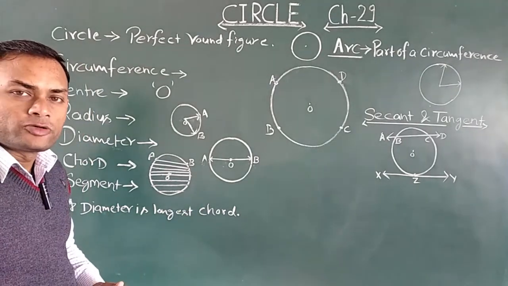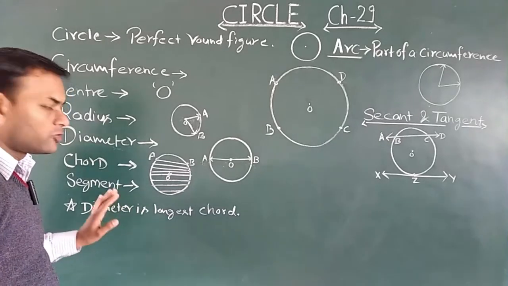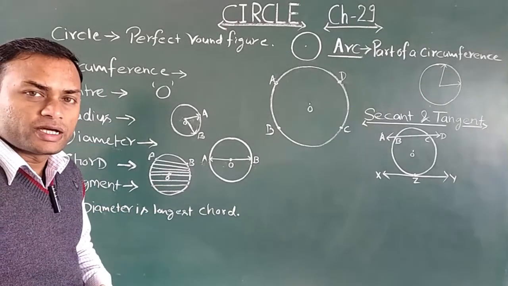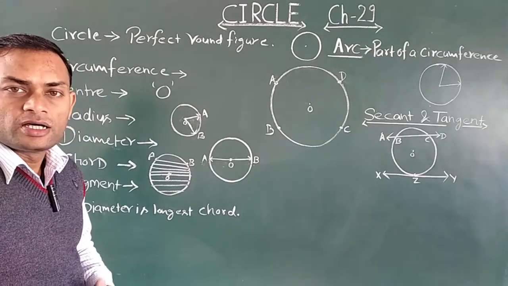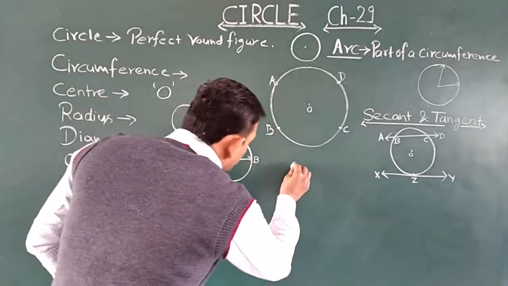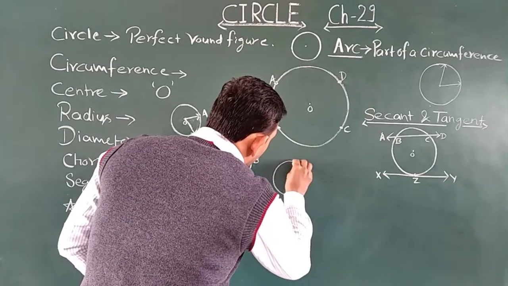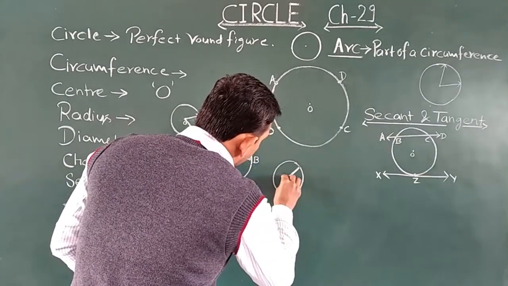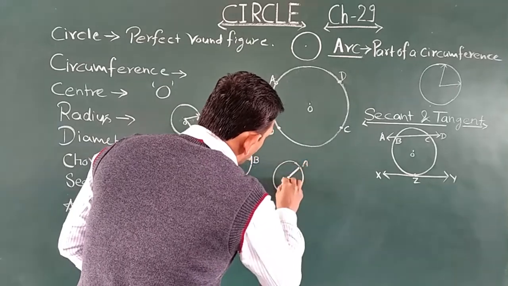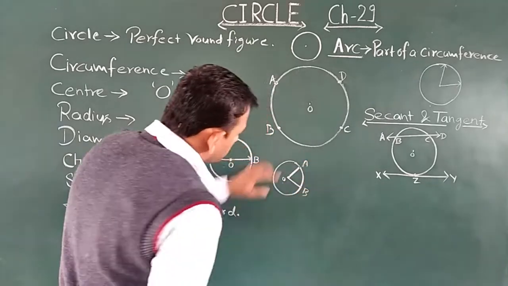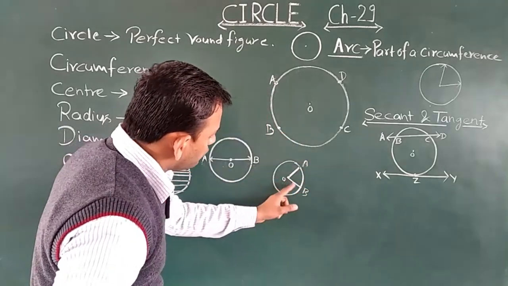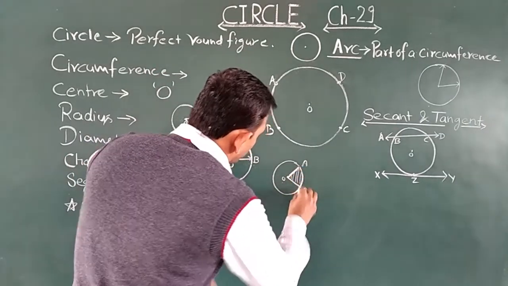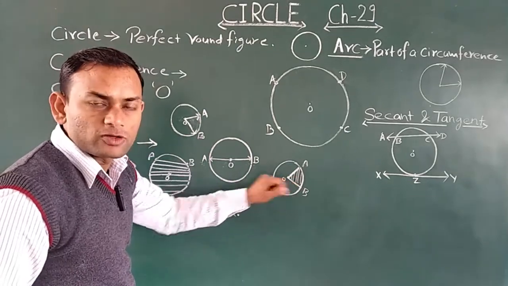Now after that, I am just going to tell you about the segment of circle. What is the segment? A part enclosed by any 2 radii of a circle is called the segment. Suppose this is the circle and here 2 radii. This is the center O and this is OA and OB. Two radii are there, OA and OB. So this portion which is enclosed by two radii will be called a segment of a circle.